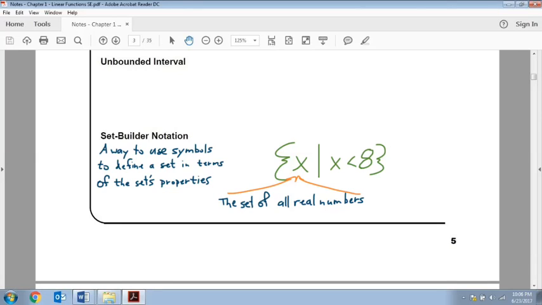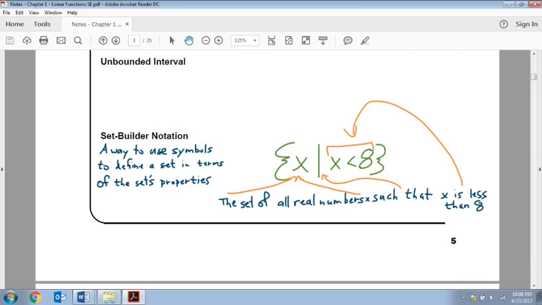Such that, that's what this line here in the middle means. So it's the set of all real numbers x, such that x is less than 8. And that's where that last argument comes in. X is less than 8. And that is that piece right here. So what we just wrote there is the set of all numbers x such that x is less than 8.